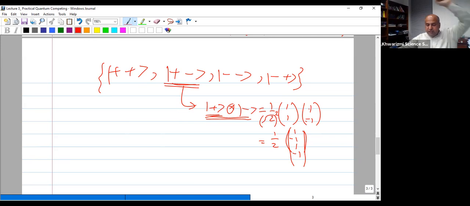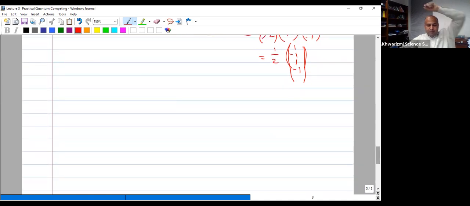So any questions about these bipartite states? If not, let's see how you can go to more states.